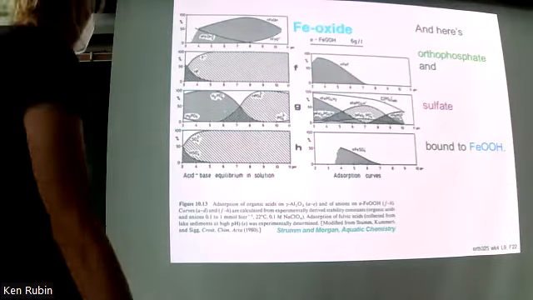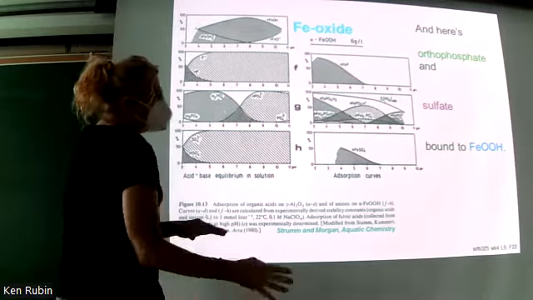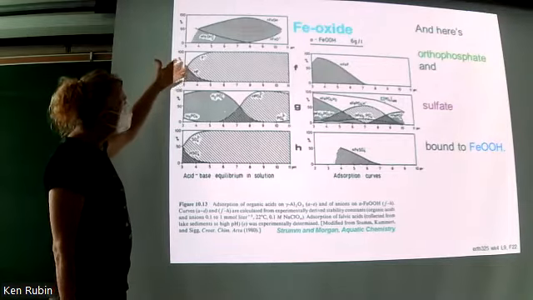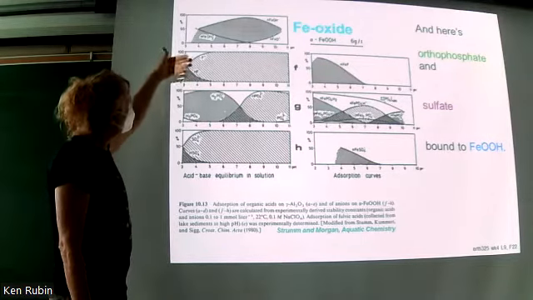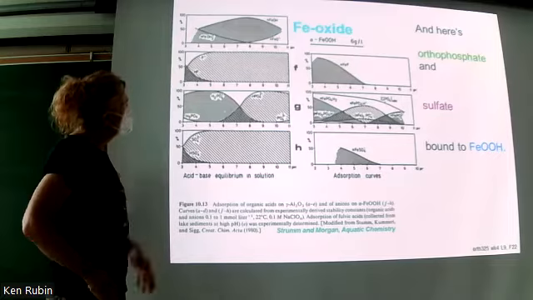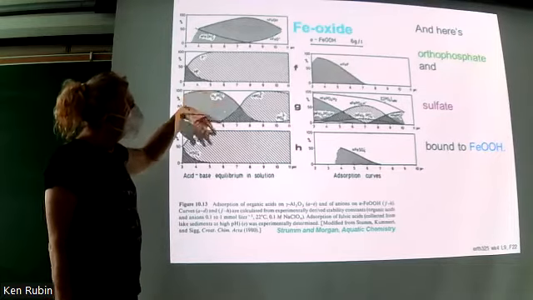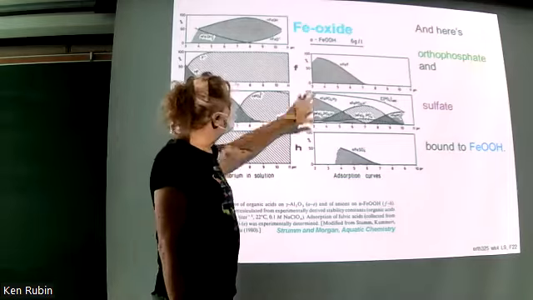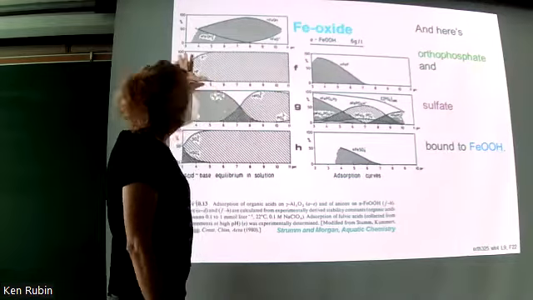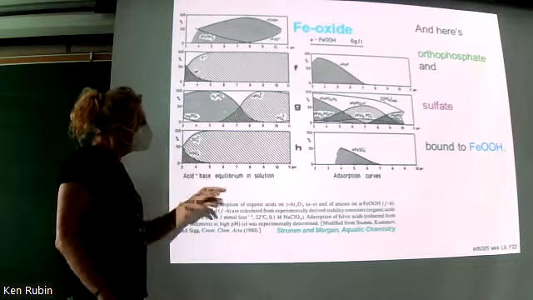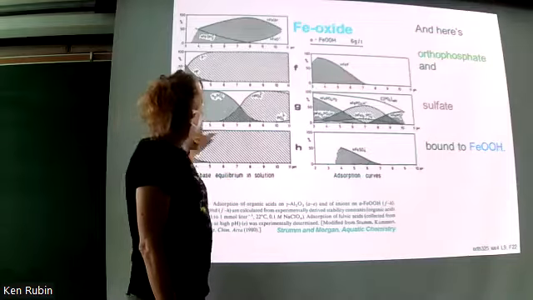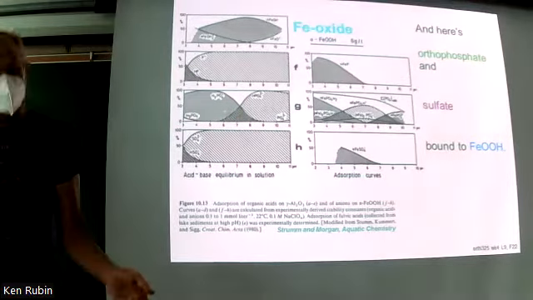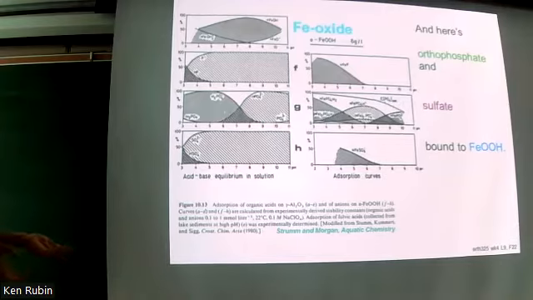This is just another example. This is iron oxide or iron oxyhydroxide, like goethite. And then these are some other simple things that might act as Lewis bases in solution, like fluoride, phosphate, and sulfate. Again, you can see the same kind of thing, that for the most part, sulfate and fluoride will only stick to these iron particles at really low pH. But the interesting one here is phosphorus.